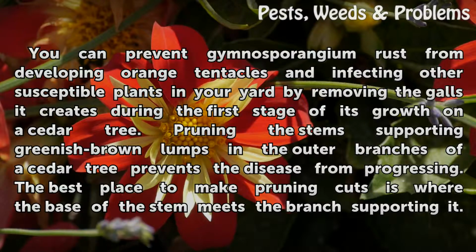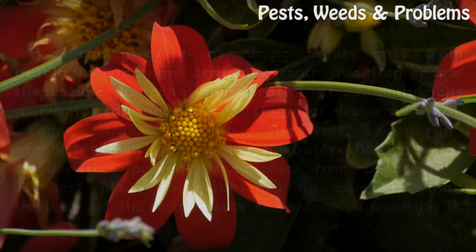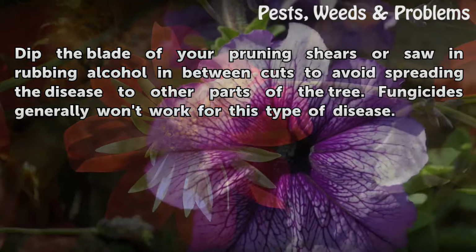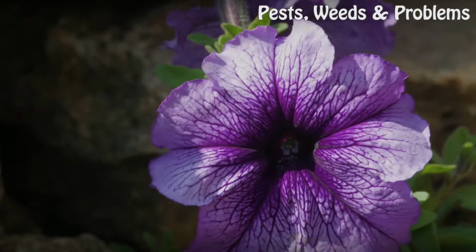The best place to make pruning cuts is where the base of the stem meets the branch supporting it. Dip the blade of your pruning shears or saw in rubbing alcohol in between cuts to avoid spreading the disease to other parts of the tree. Fungicides generally won't work for this type of disease.